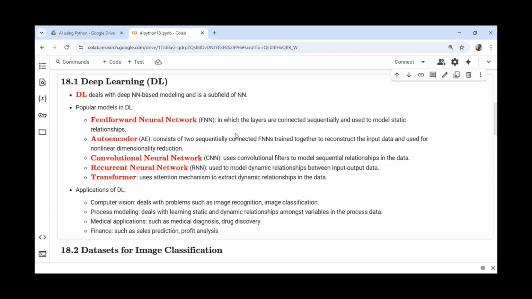And this leads to various applications of deep learning models such as in computer vision, process modeling, medical science, finance, recommendation systems, social media, etc. In this lecture series, we will be mostly focusing on this first application, which is computer vision, which deals with problems such as image recognition, image classification, etc. And in the next few lectures, we will see some examples of image classification applications.